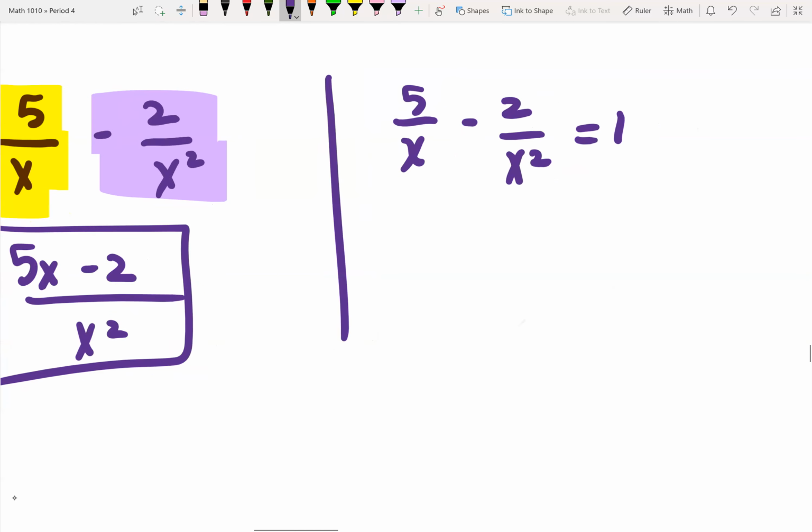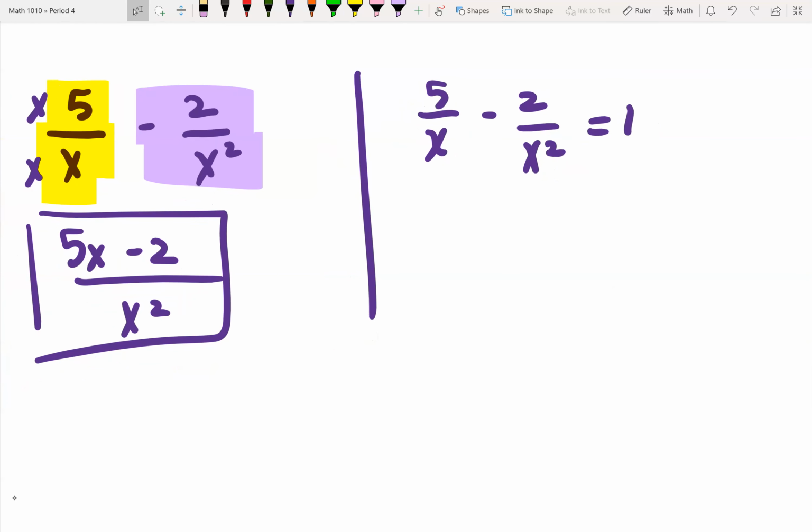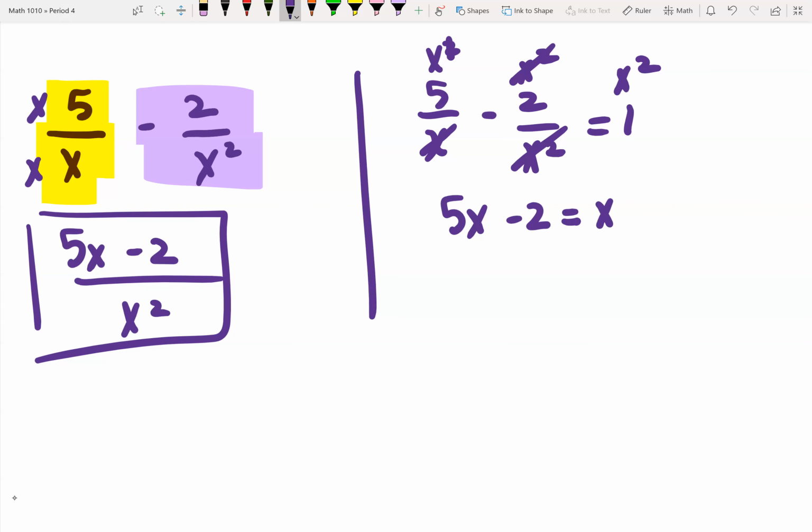This guy, I get rid of the denominator. So when you have an equation, you can multiply everything by the same thing. So now this x cancels with one of those, and I have 5x. These x squareds cancel, and you have minus 2. 1 times x squared is x squared.